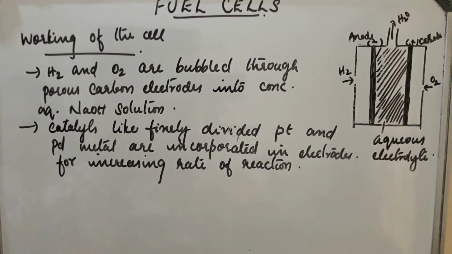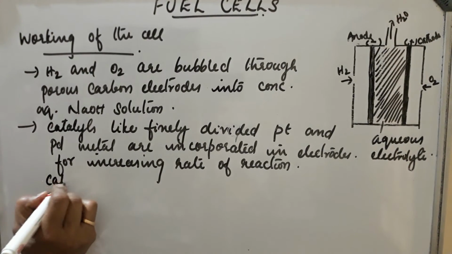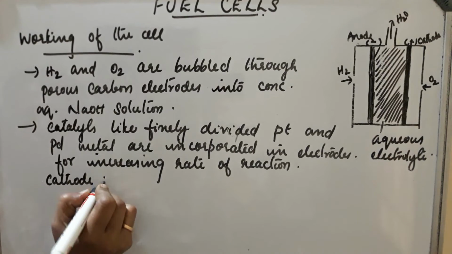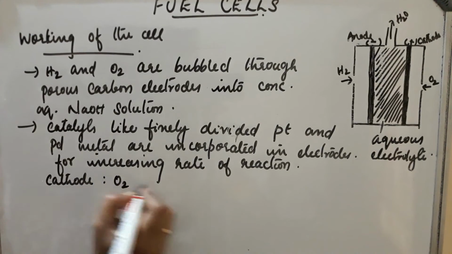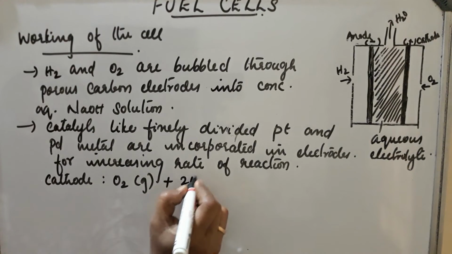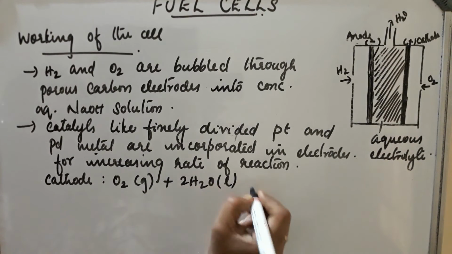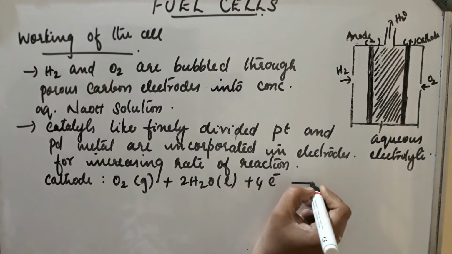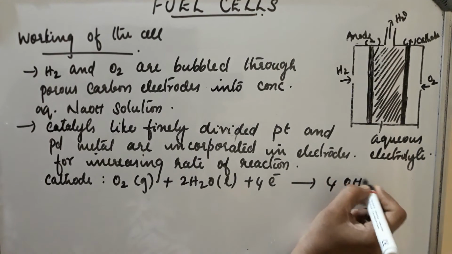Now, the reaction at the cathode. What will be the reaction at the cathode? At the cathode, oxygen gas is bubbled. O2 reacts with 2H2O plus 4 electrons, giving 4OH minus.